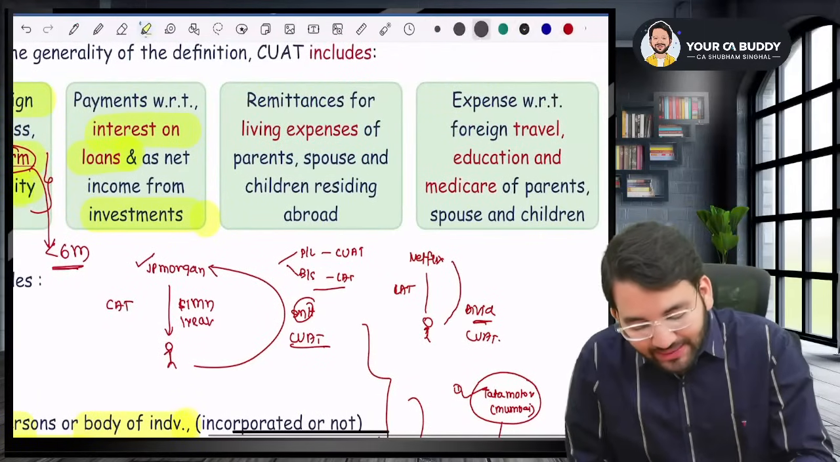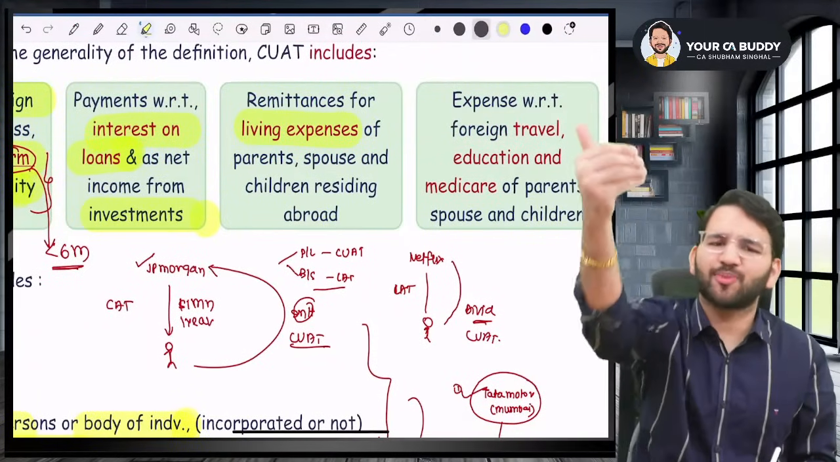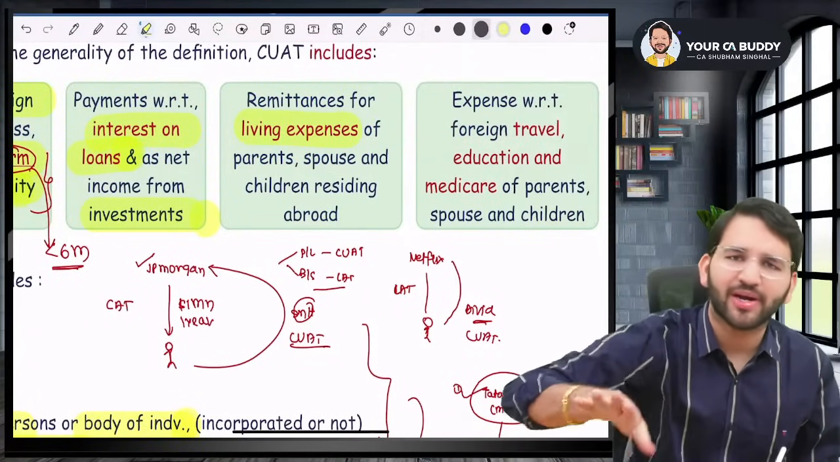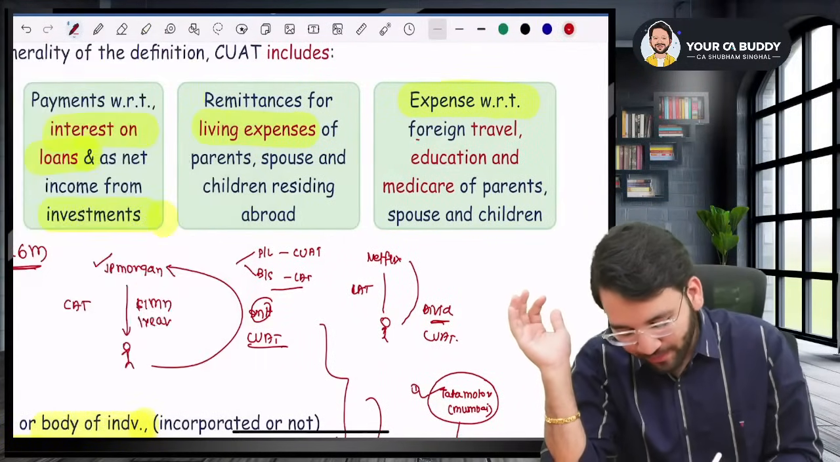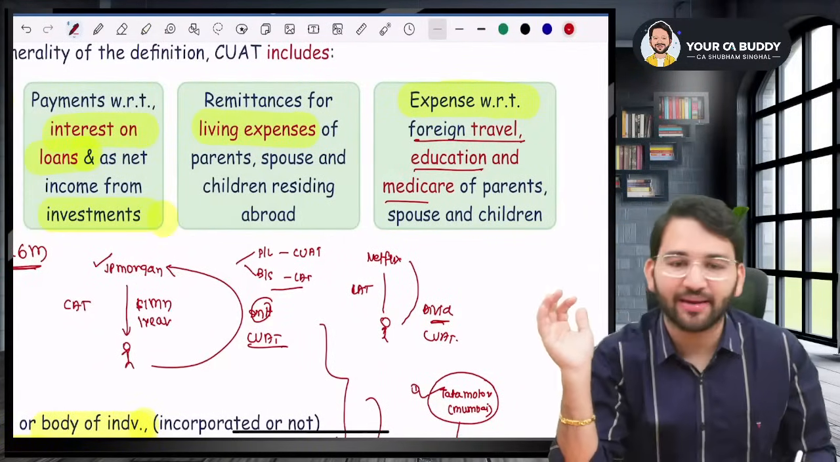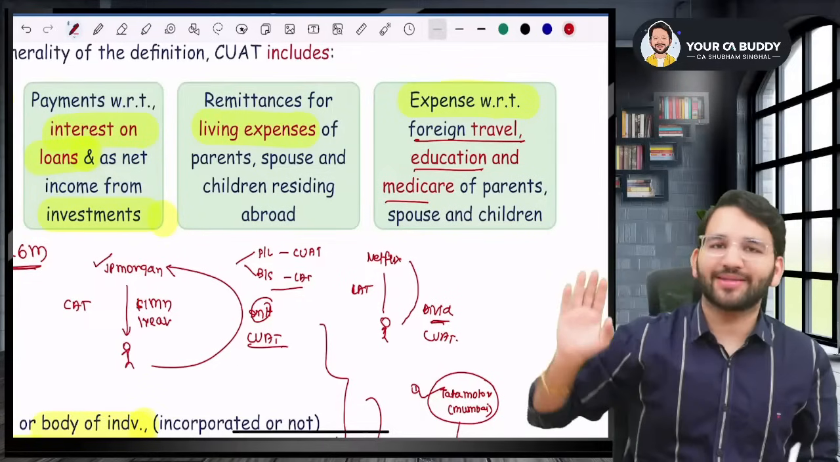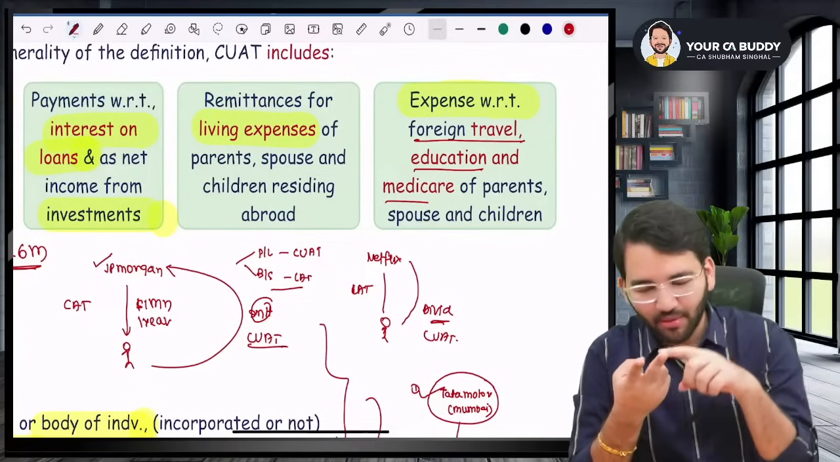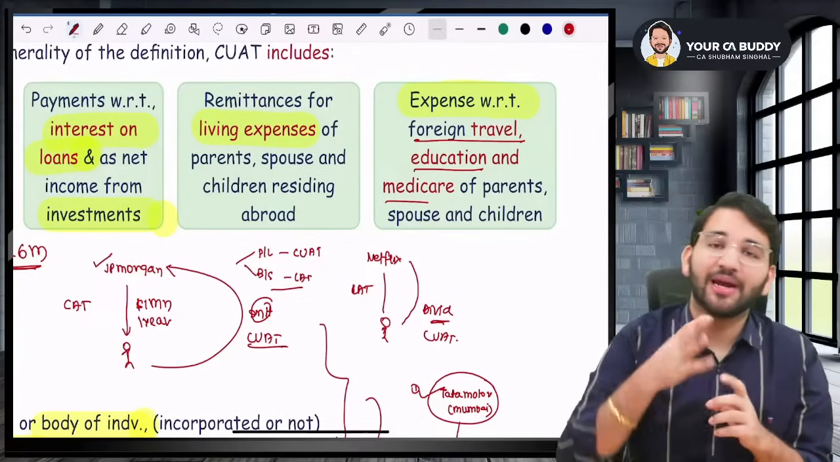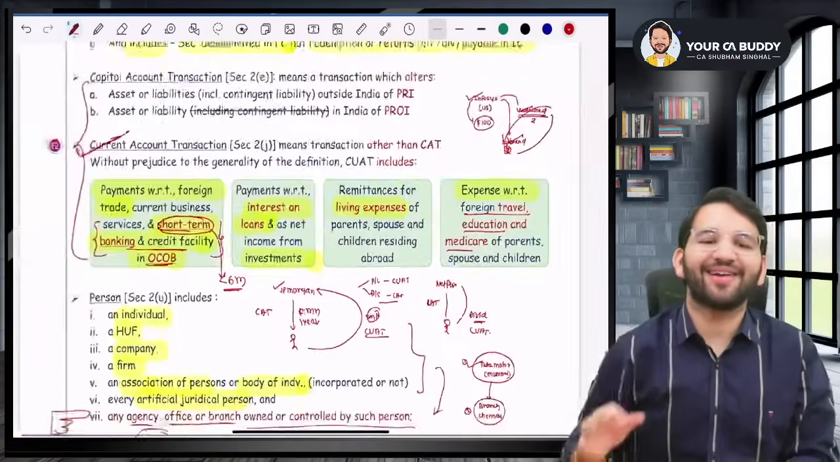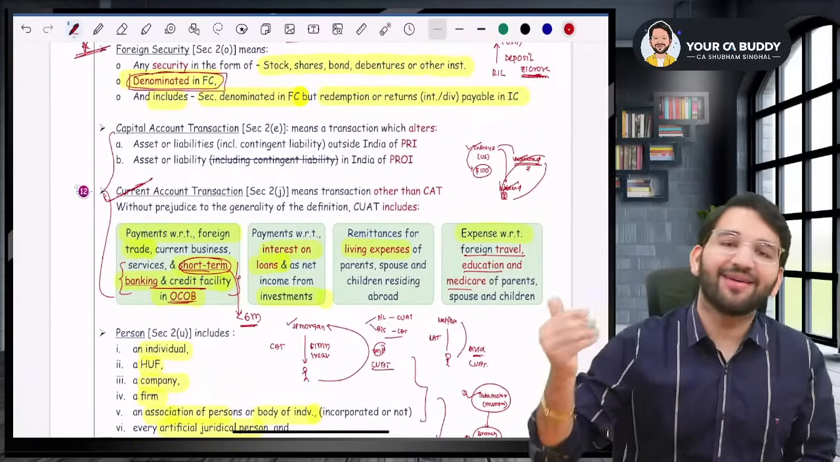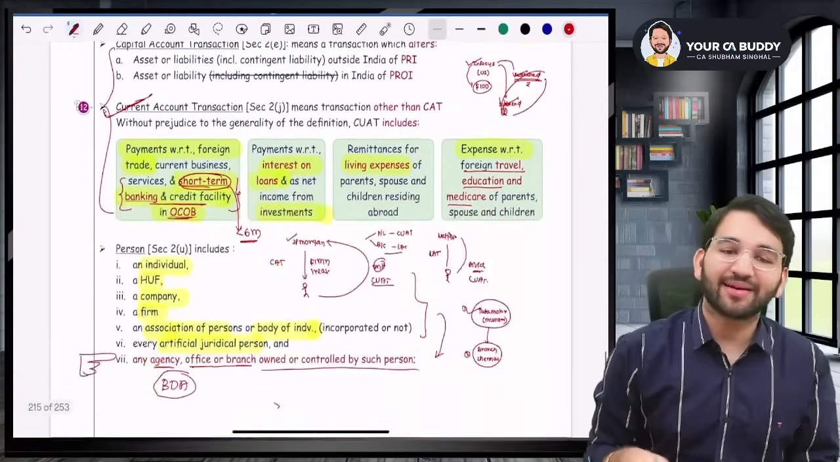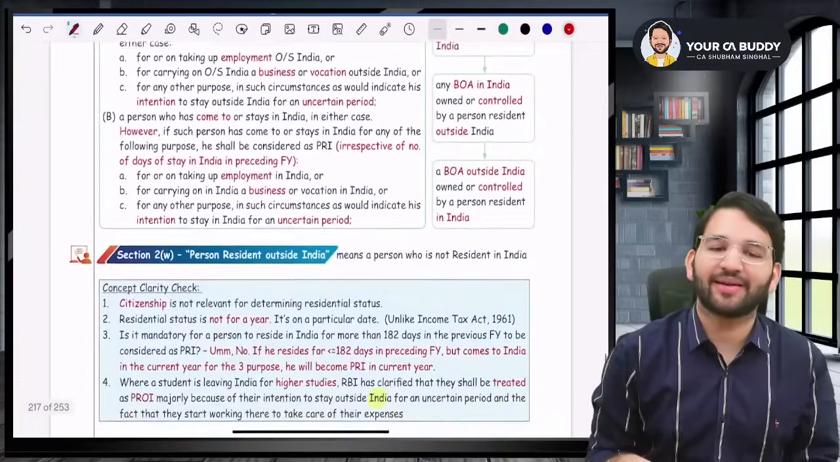After that, sir, remittance of living expenses. Any living expenses that you're remitting for parents, spouse, children, etc., under foreign exchange management. After that, expenses with respect to foreign travel, education, or medical are also current account transactions. So living expense, medical expense, education expense, travel expense, everything is a current account transaction. But any asset or liability kind of thing is a capital account transaction. So this is the complete detail of the definitions.